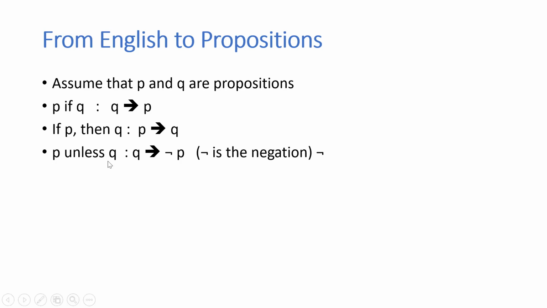So this is something that you need to really think about. P unless Q. P is true unless Q is true. If Q is true, then P must be false. That's what this means. And we use this as the negation.